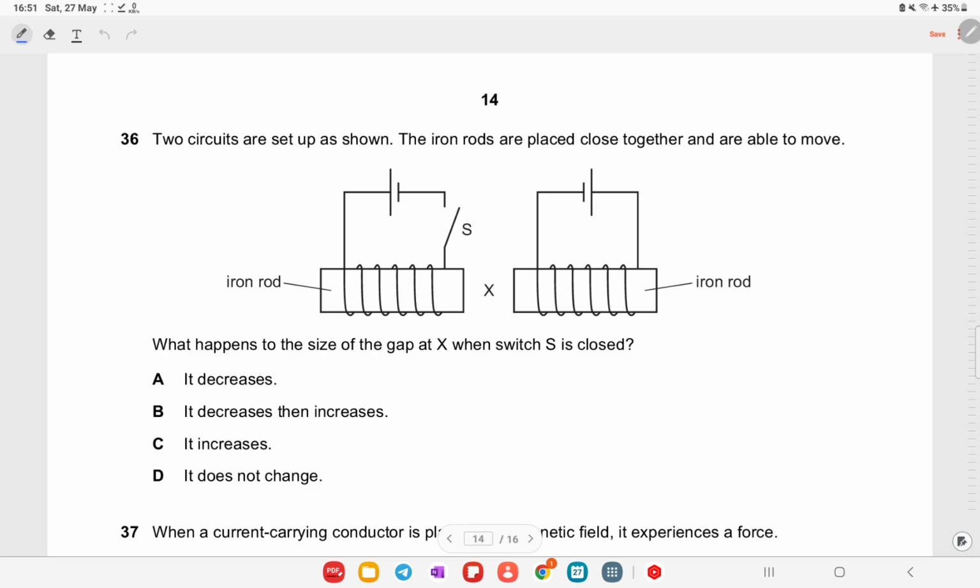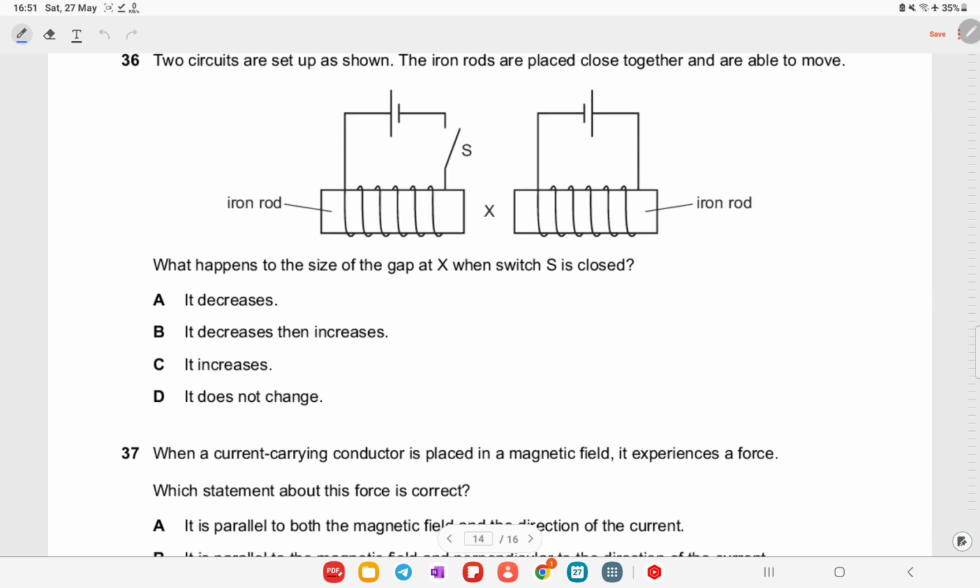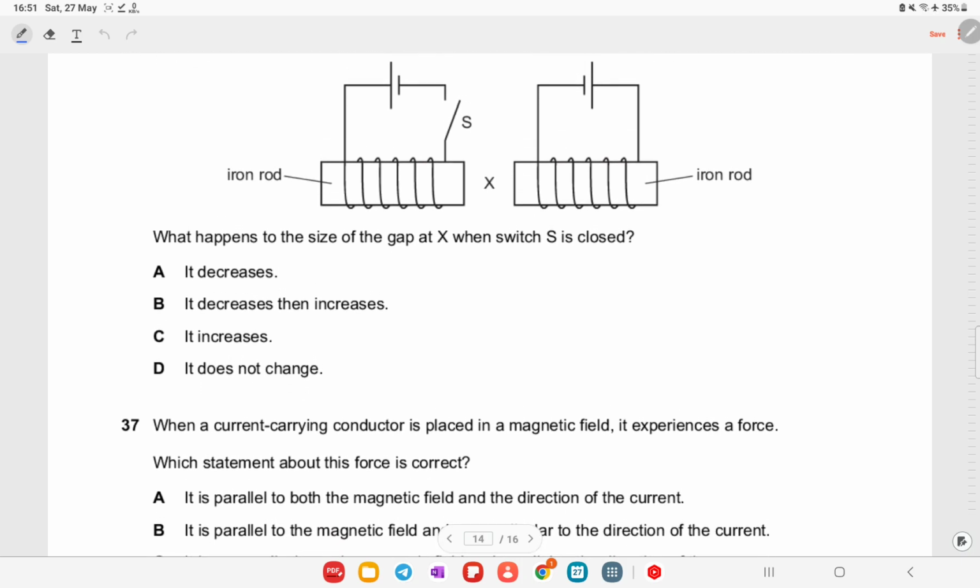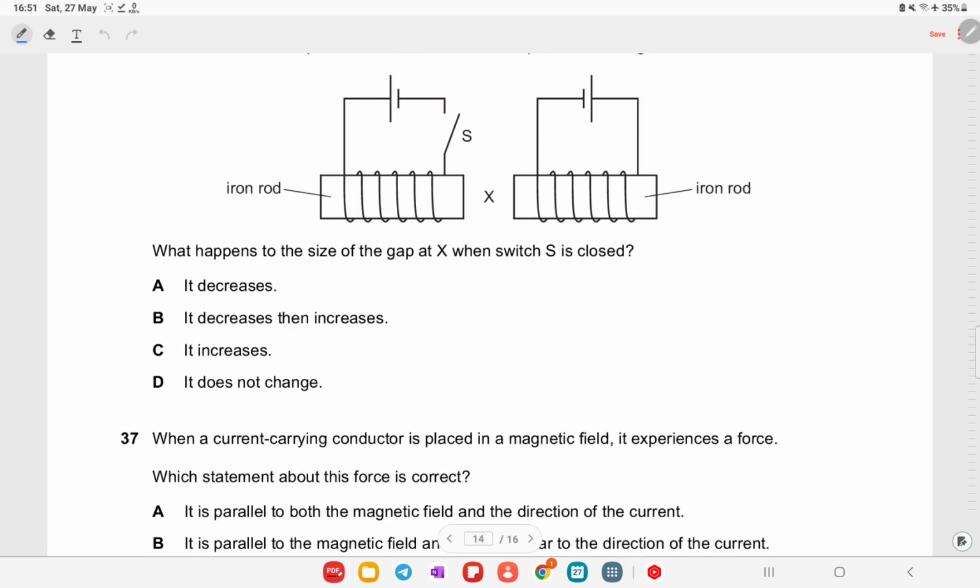Two circuits are set up as shown. The iron rods are placed close together and are able to move. What happens to the size of the gap at X when switch S is closed? So when switch S is closed, the size of the gap is going to increase.